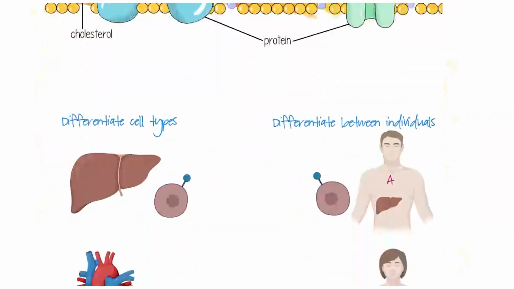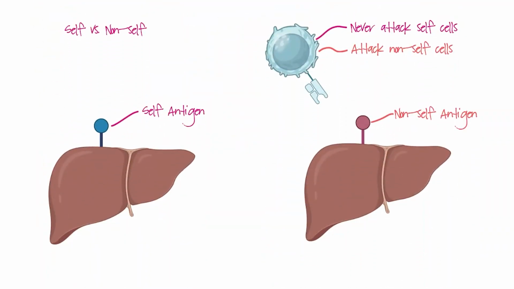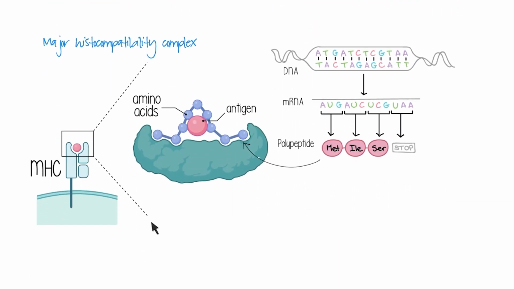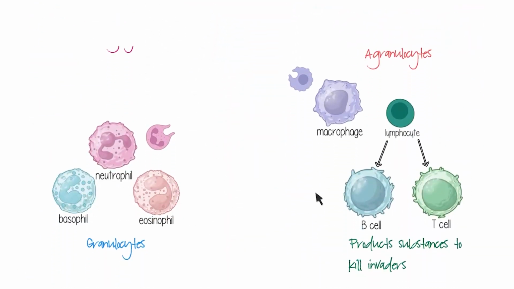We saw how the way our immune system differentiates between self cells and non-self cells is by using unique protein structures on our cell surface membranes called antigens. We saw how our immune cells have a special protein on their surface that helps them to identify self versus non-self antigens called the major histocompatibility complex, or MHC. Finally, we looked at the different types of immune cells and how we classify them.